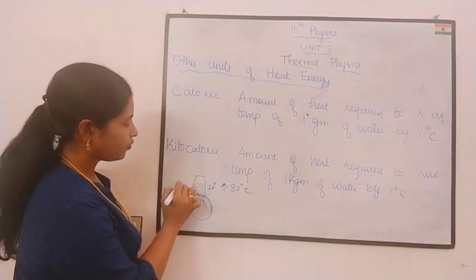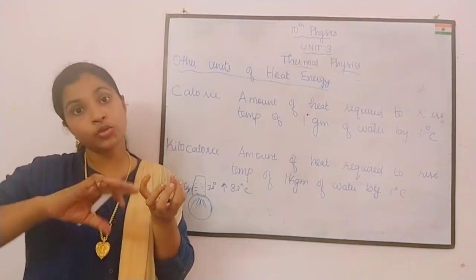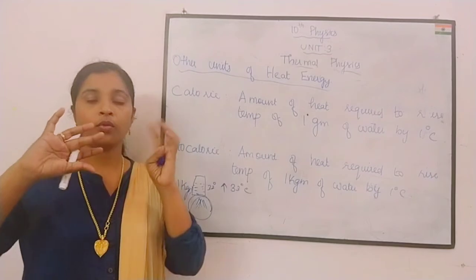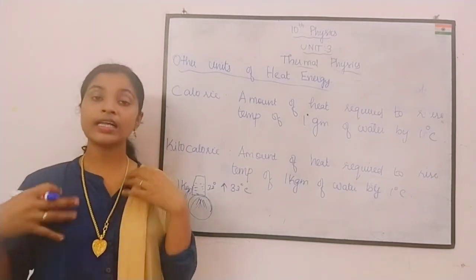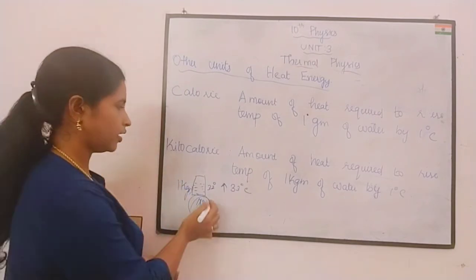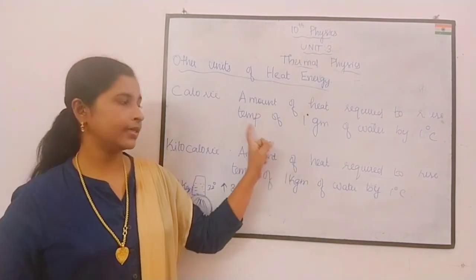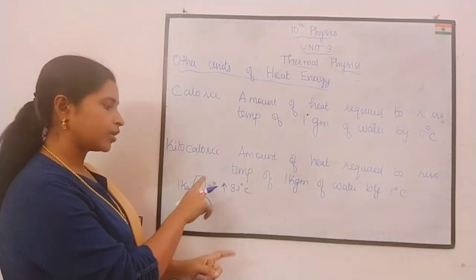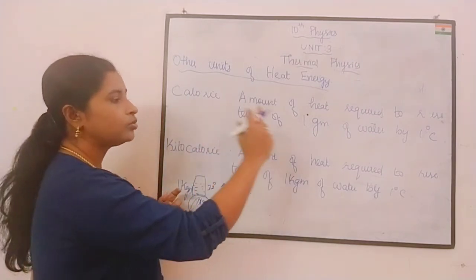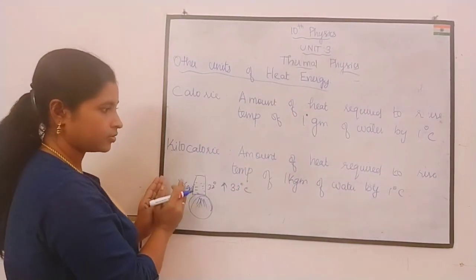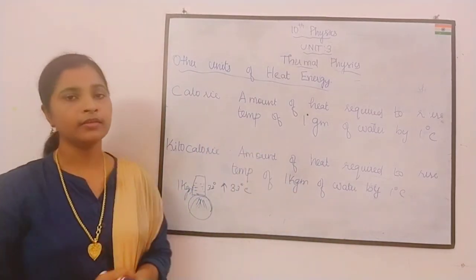1 kilogram of water. Right? If you are taking 1 kilogram of water and you are applying heat to increase its temperature by 1 degree Celsius, the amount of heat required is called 1 kilocalorie. Understood? The amount of heat required to raise the temperature of 1 gram of water by 1 degree Celsius is called a calorie. Similarly, the amount of heat required to raise 1 kilogram of water by 1 degree Celsius is called 1 kilocalorie.